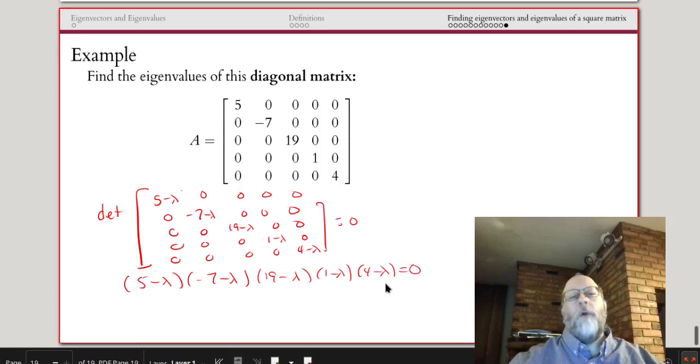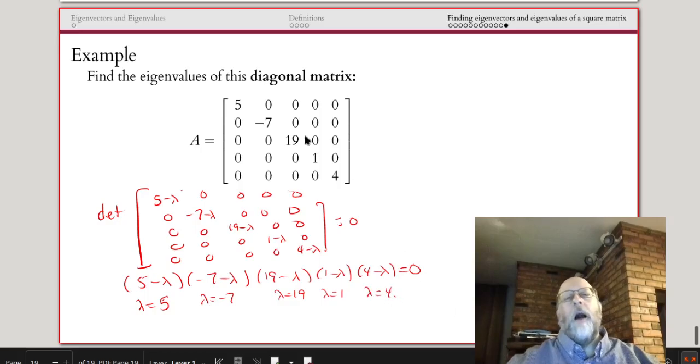And this is a polynomial that's already factored for us. And so lambda is equal to 5, or lambda is equal to negative 7, or lambda is equal to 19, or lambda is equal to 1, or lambda is equal to 4. And so diagonal matrices, and matrices in echelon form in general, but especially diagonal matrices, have nice special properties when we talk about eigenvalues. And that's going to lead us to a process called diagonalization that will let us solve even more complicated problems than the ones we solved today.